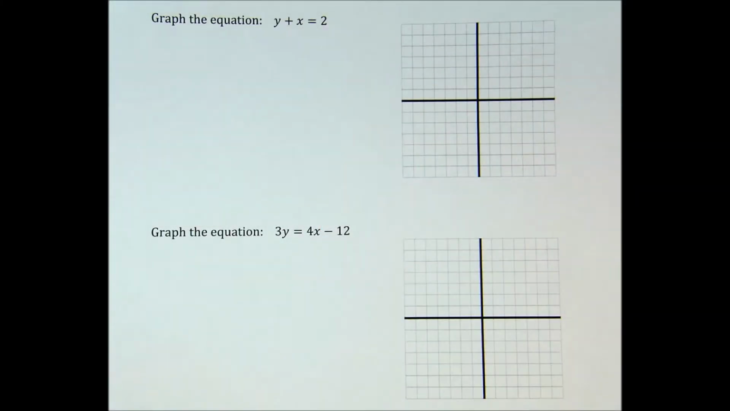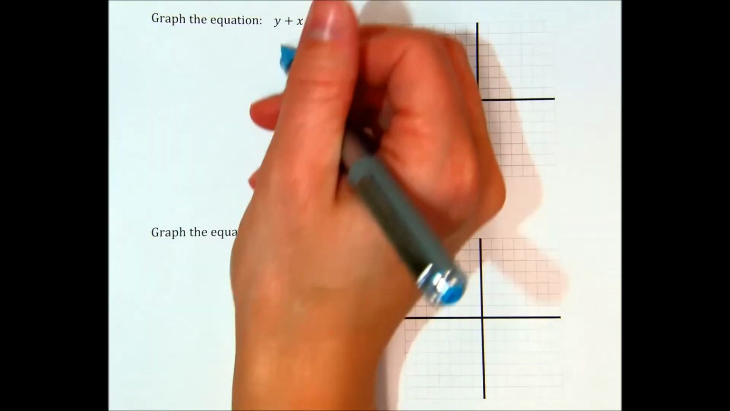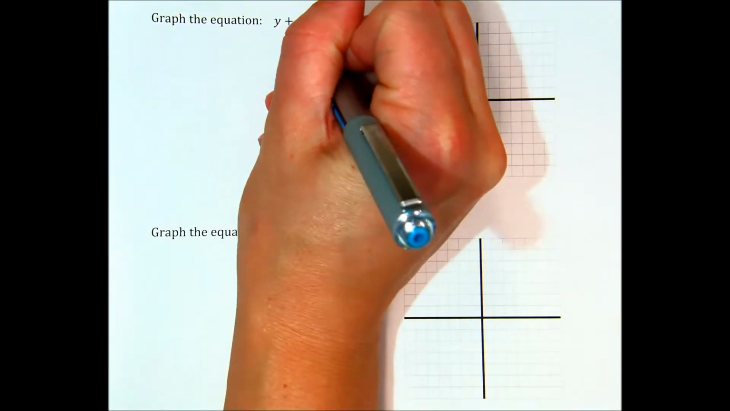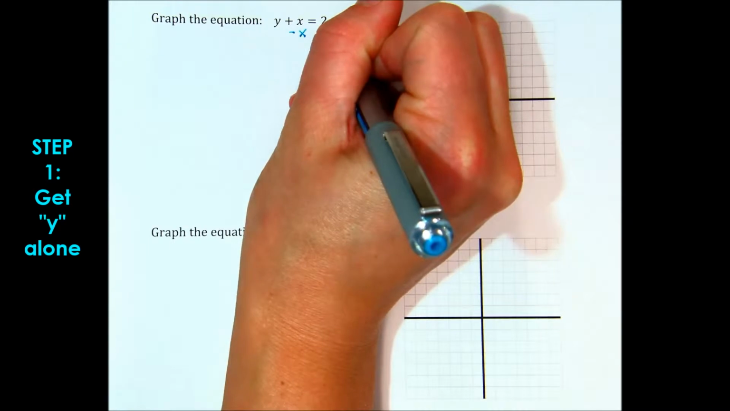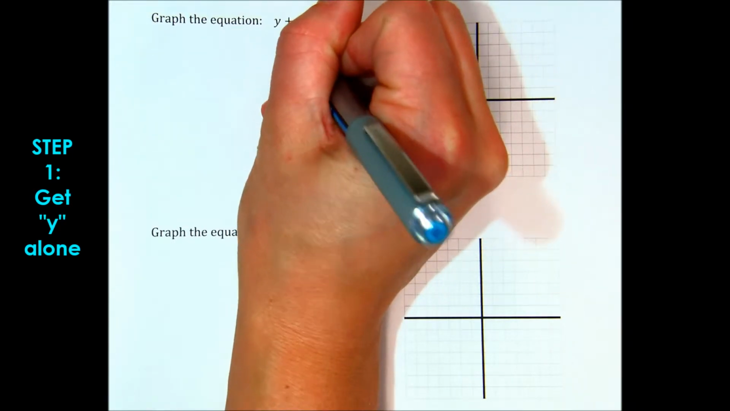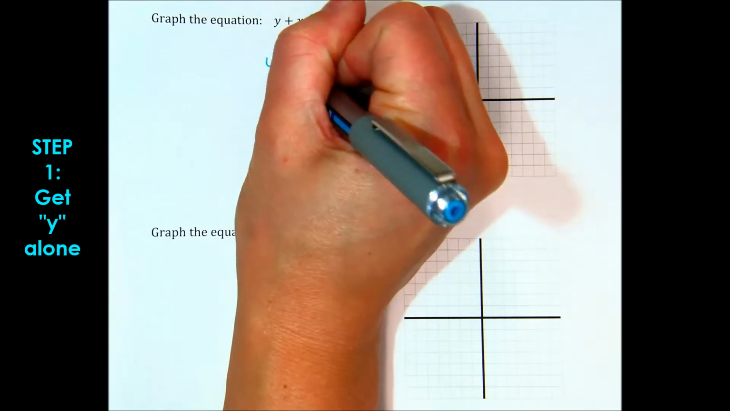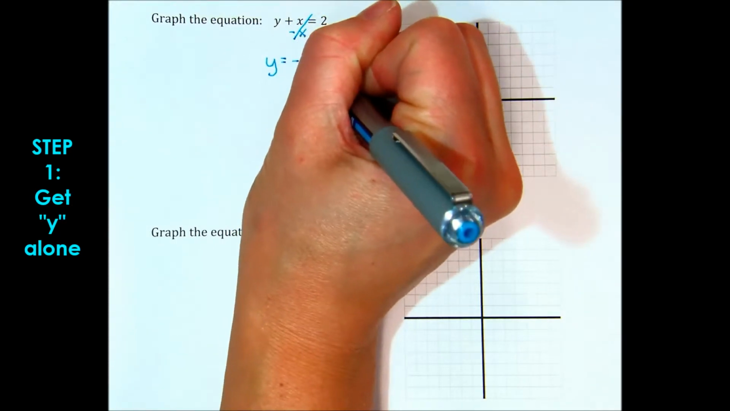This video demonstrates how to graph a linear equation in slope-intercept form. Your first step is to get y alone. So I'm going to subtract an x from both sides of the equation. I can now write my equation out as y equals negative x plus 2.